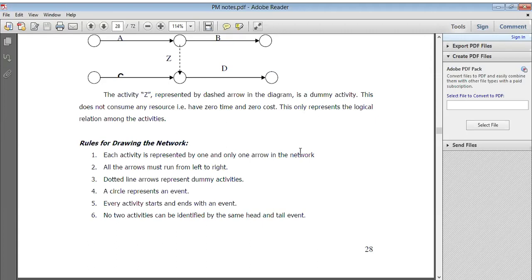So every activity starts and ends with an event, right? There are some events, and every activity starts and ends with an event. No two activities can be identified by the same head and tail events, right? Head and tail events mean the same activity. They are not identified at a time because they depend on each other. We cannot show both activities together, because one by one you need to complete them.